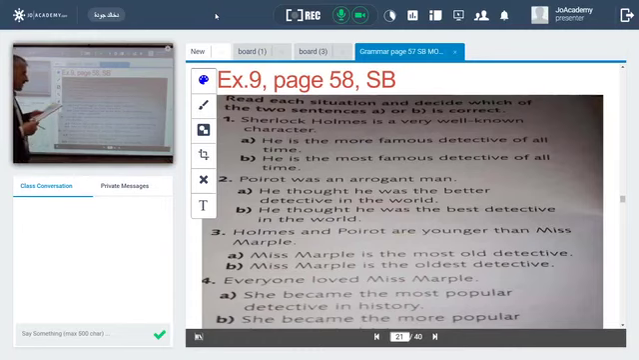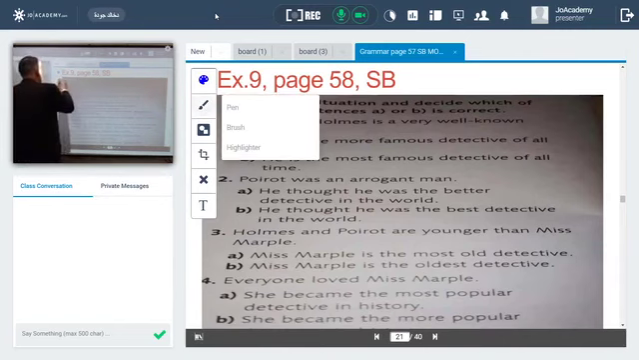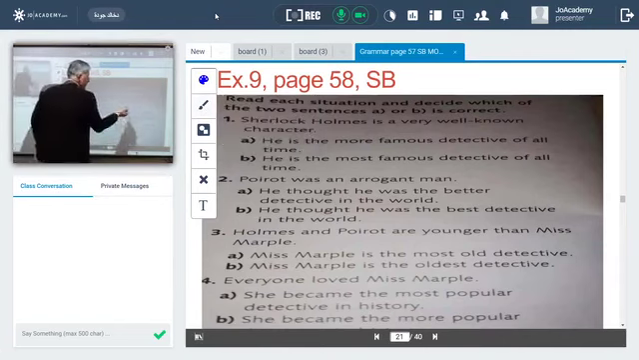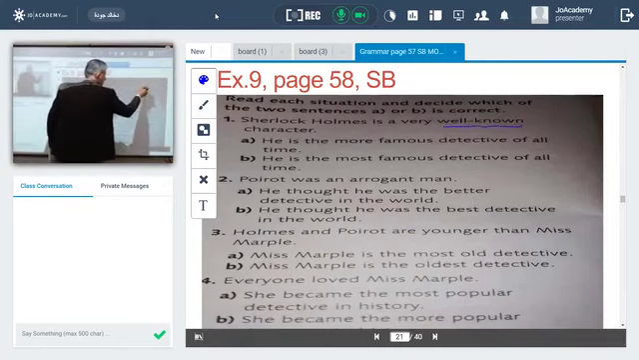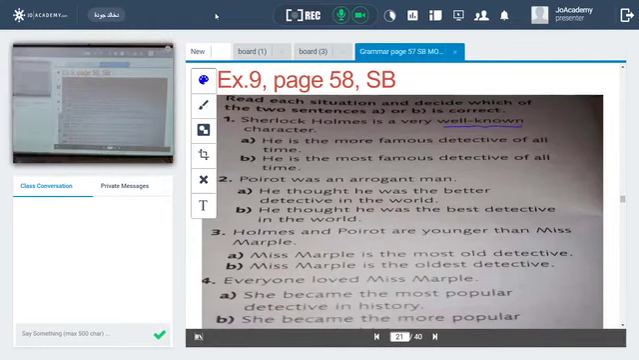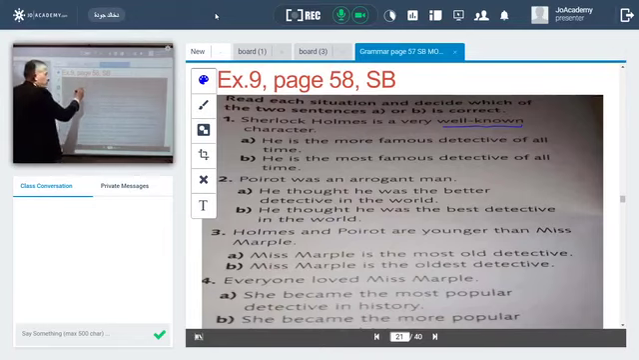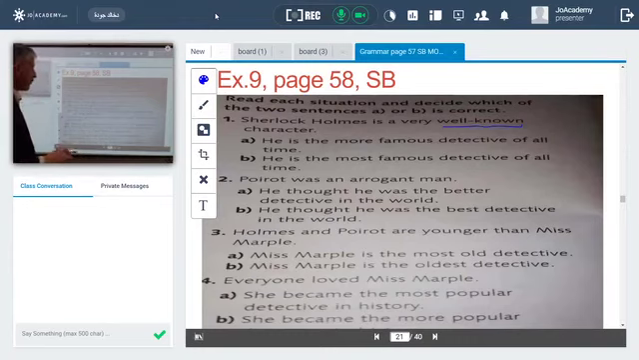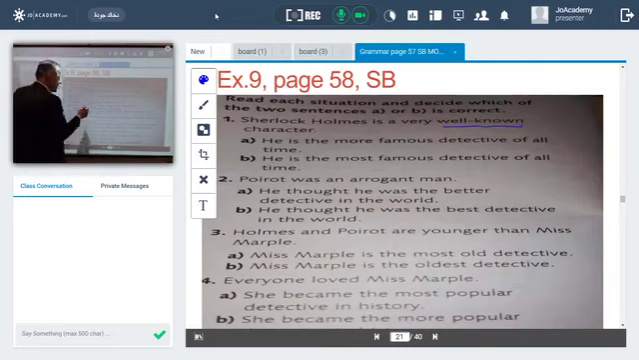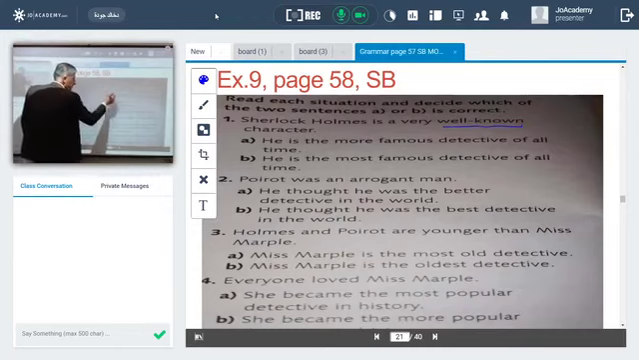The first one is saying Sherlock Holmes is a very well-known character. We said the word well-known. What does it mean? Means معروف, مشهور. Well-known character. Character معناها شخصية. So I have to choose between A and B. He is the more famous detective of all time, or he is the most famous. What will we write? The most famous or the more famous?